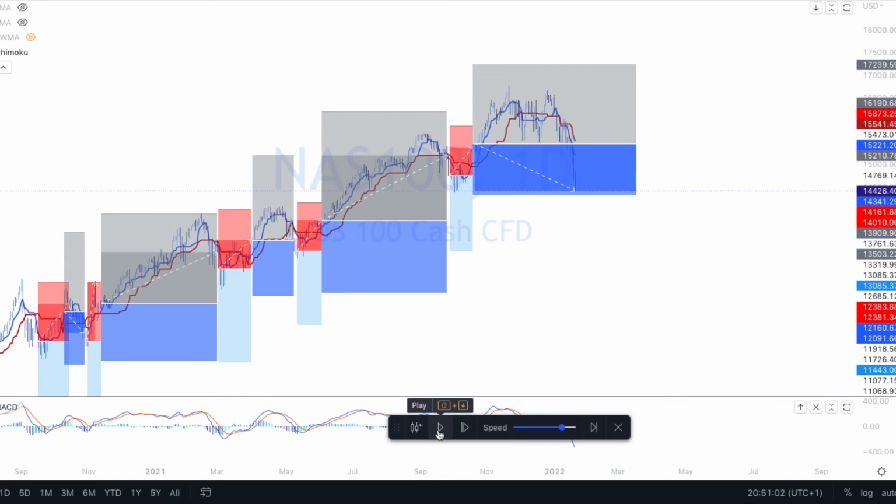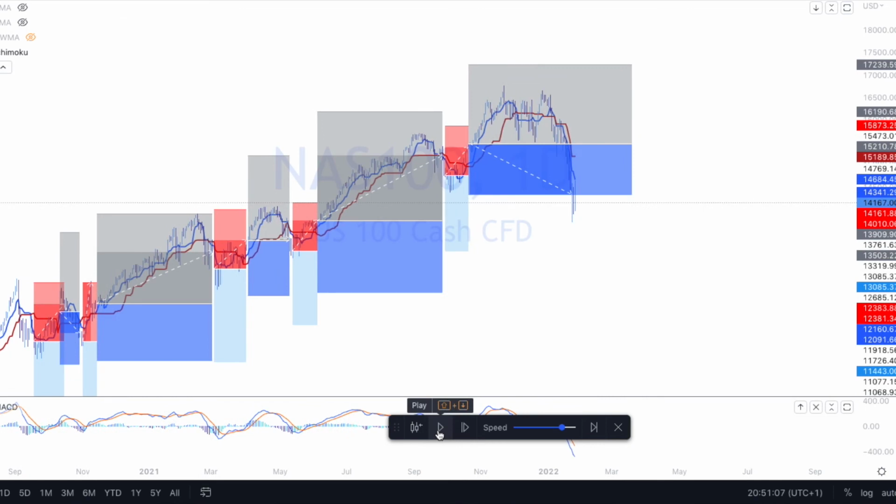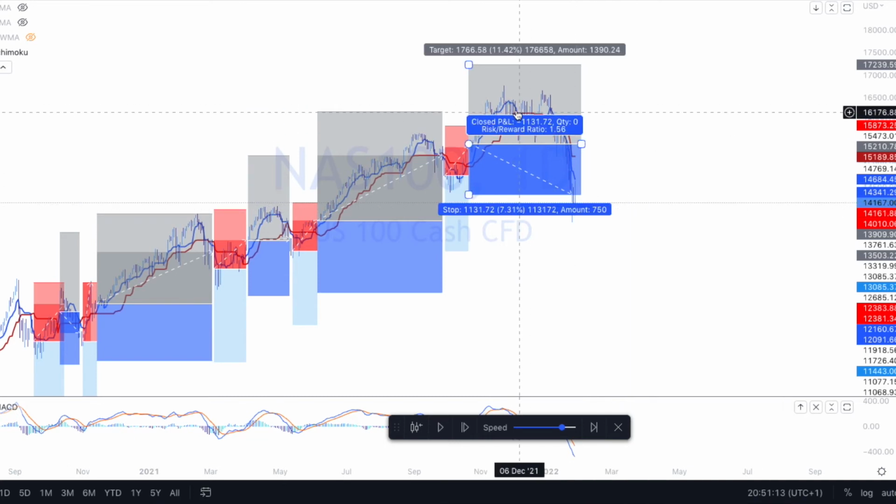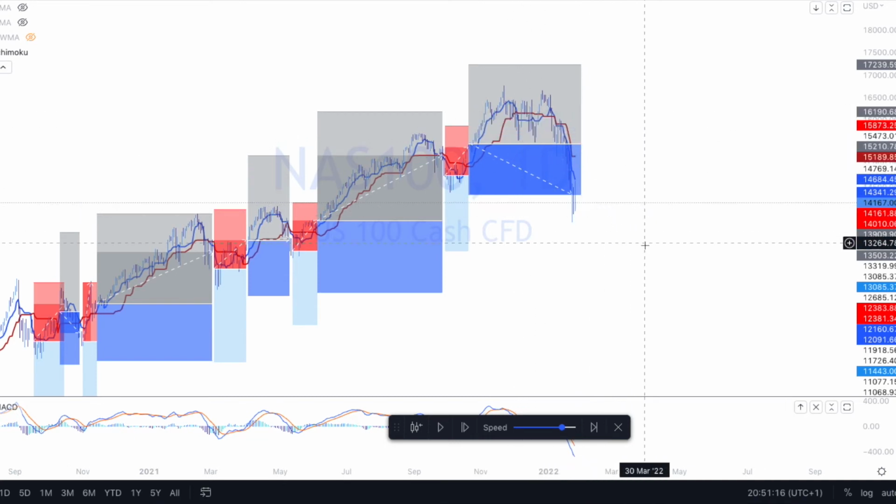So now it's crossed and we're about to get a stop loss. Boom. So that's our first stop loss that's been hit, right? We could have got out here, but we didn't. We stayed with it, so that's what's happened. We've lost going with the trend.